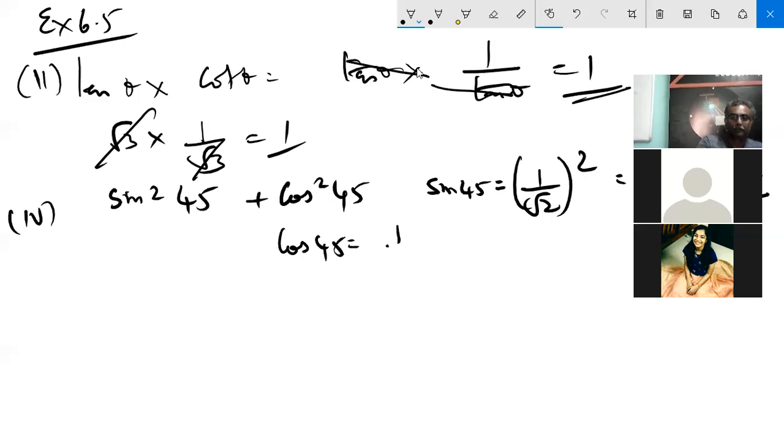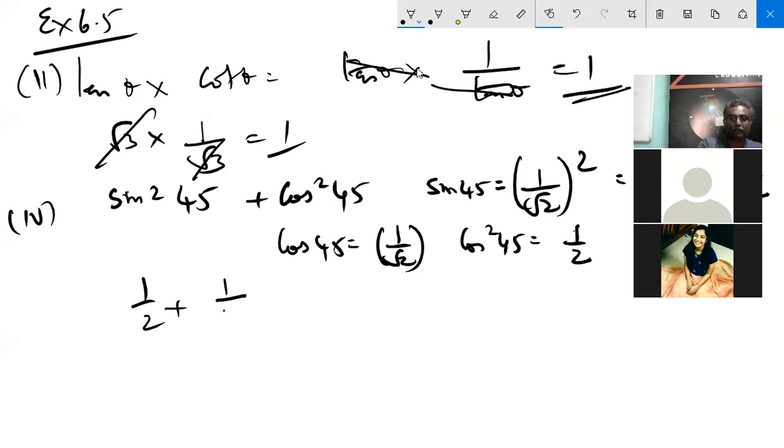1 by root 2, same value only. So cos squared 45 also will be how much? 1 by 2. So sin squared 45 plus cos squared 45 is equal to half plus half. Half plus half is equal to 1. Very good. Okay, finished.